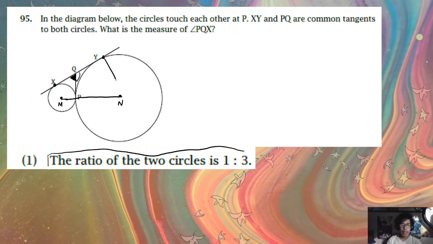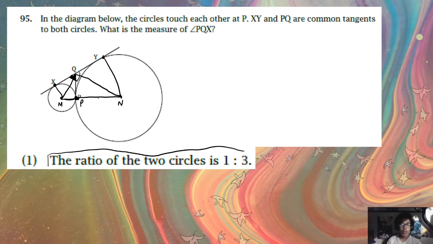And let's connect YN, creating a radius of the large circle, XM, creating the radius of the small circle, MP, another radius of the small circle, and PN, again a radius of the large circle. What we're trying to find is the measurement of angle PQX or XQP. How will we solve for that? We can draw a line that connects QM and QN to help us solve this problem.